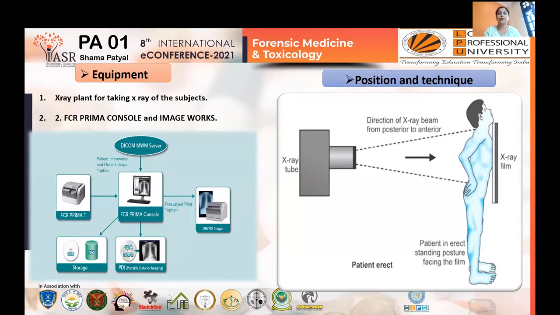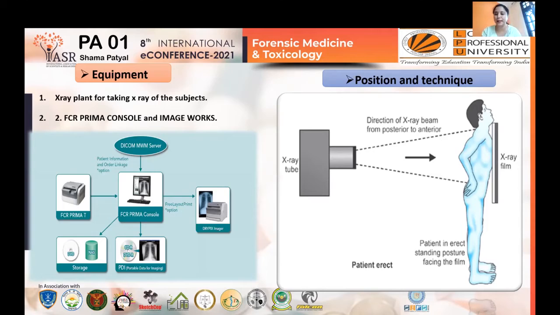Now, equipment for my study. First, X-ray plant for taking radiographs of the subject. I had used Allengers 300 mA machine for taking radiographs and FCR Prima console and ImageWorks of Fuji films for viewing and entering subject information. Here is the image showing the setup of FCR Prima console, FCR Prima T, which is used as a cassette reader and imager for taking hard copy of radiographs.